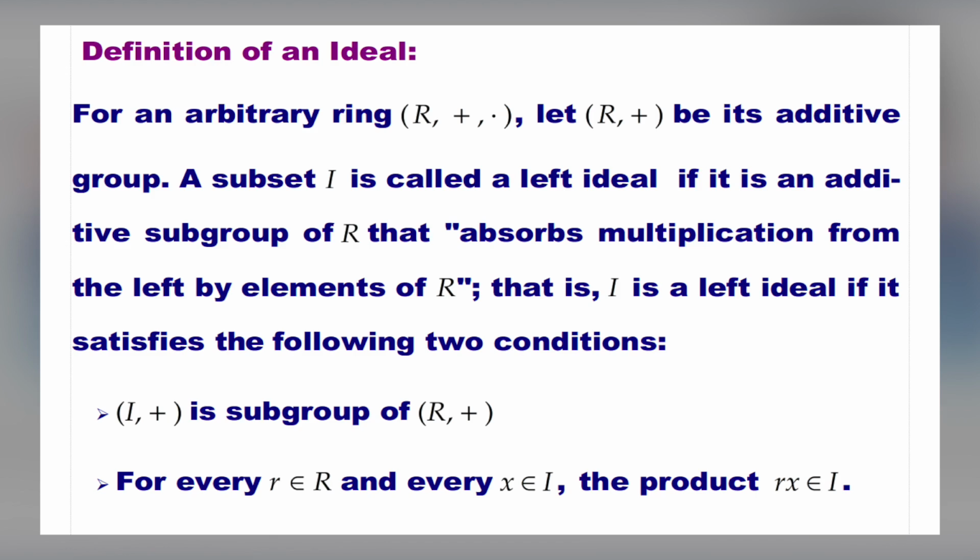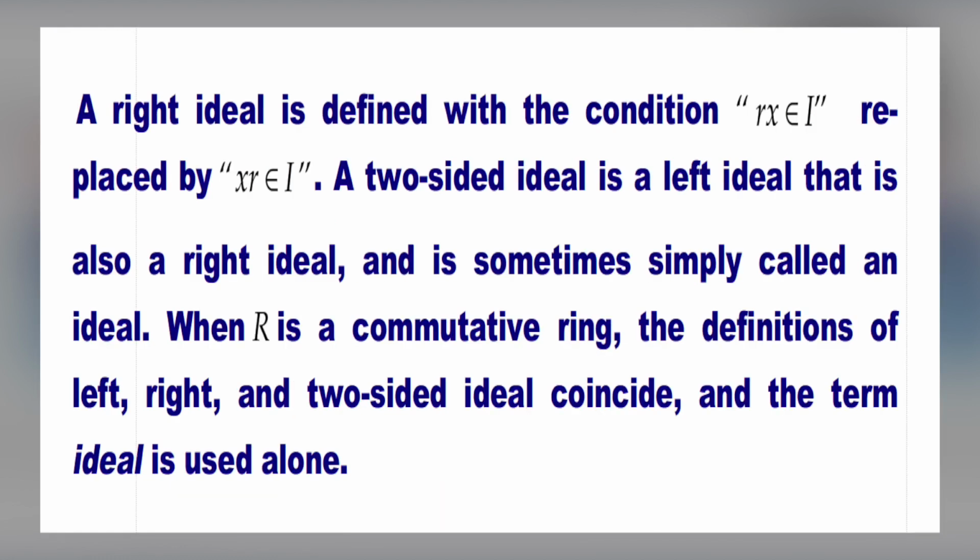One: (I, +) is a subgroup of (R, +). Two: for every r belonging to R and every x belonging to I, the product rx belongs to I. A right ideal is defined with the condition rx belongs to I replaced by xr belongs to I. A two-sided ideal is a left ideal that is also a right ideal, and is sometimes simply called an ideal. When R is a commutative ring, the definitions of left, right and two-sided ideal coincide, and the term ideal is used alone.